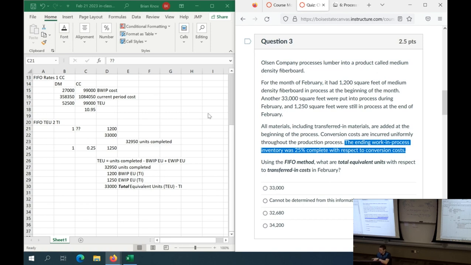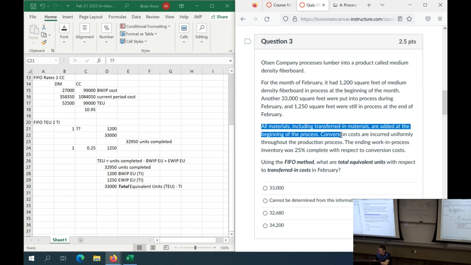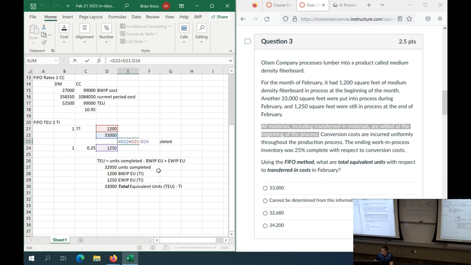But the rule is, in this sentence right here, there's a rule for materials, including transferred in materials, they're all added at the beginning, which means with respect to transferred in materials, they're 100% complete. Yeah, Yana? This right here? Or right here? No problem. Added beginning WIP and units started and subtracted ending WIP, all the physical units.